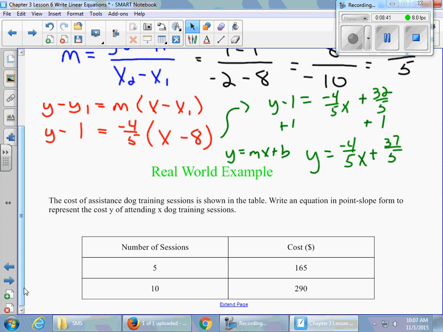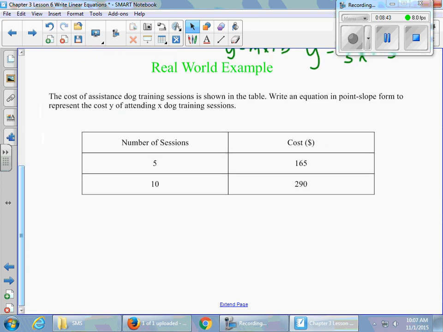And we're going to proceed on to our real-world problem. We have the cost of assistance dog training sessions shown in the table. Write an equation in point-slope form to represent the cost y of attending x dog sessions. Our cost is y, so that's nice to put in there. x is dog training sessions. That is our x. So what we're going to need to do first is find the slope.